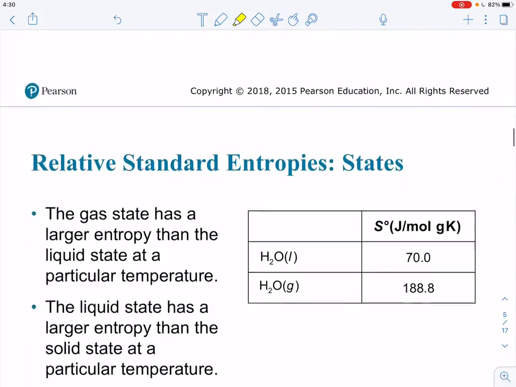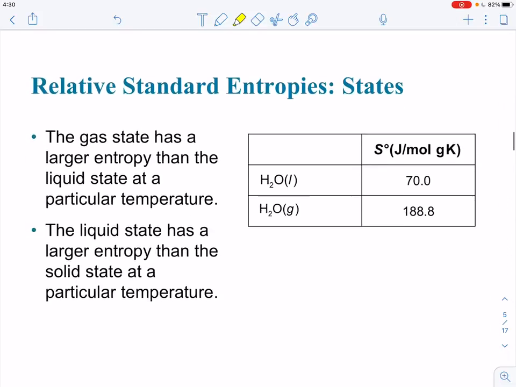So how can we relate, when we are using these standard values or these absolute entropies for any substance, how can you relate what the relative values are? So to have an idea, on what do those values depend?